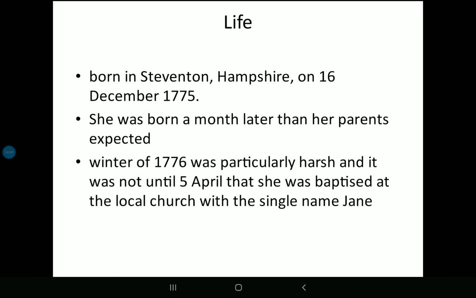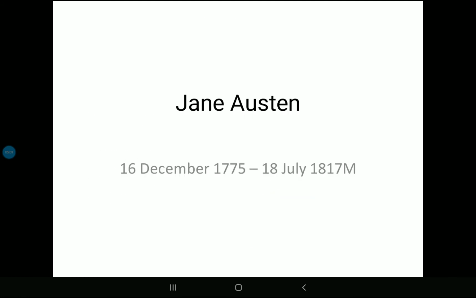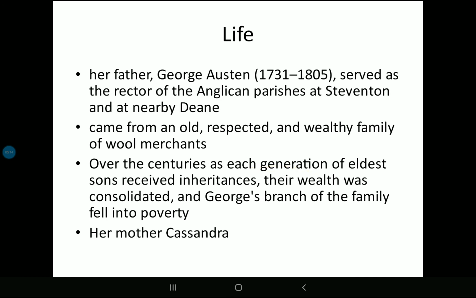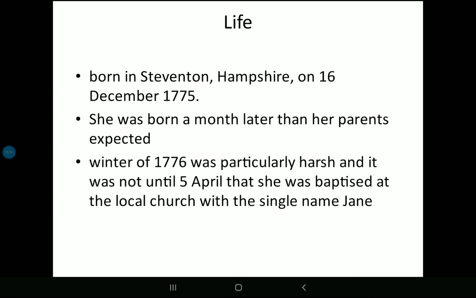So let us have the short biography of Jane Austen. She was born in the year 1775 in Steventon, Hampshire on 16th December. Let us recheck the date. Yes, 16th December 1775. There was a place known as Hampshire. She was born in Steventon. She was born a month later than her parents expected.